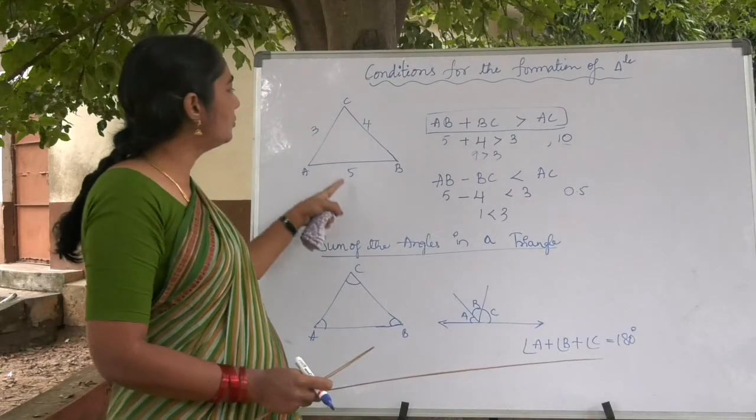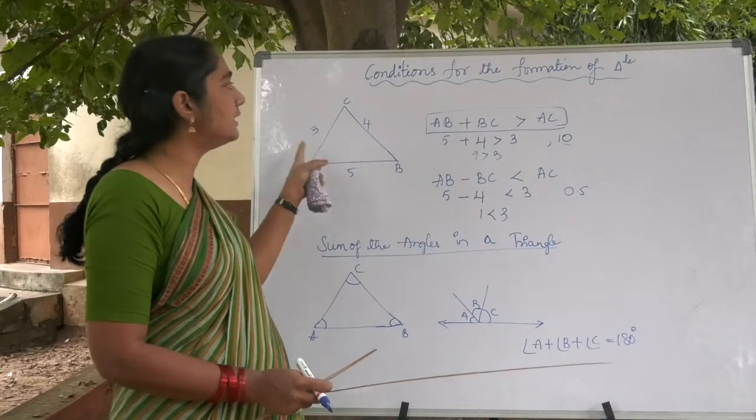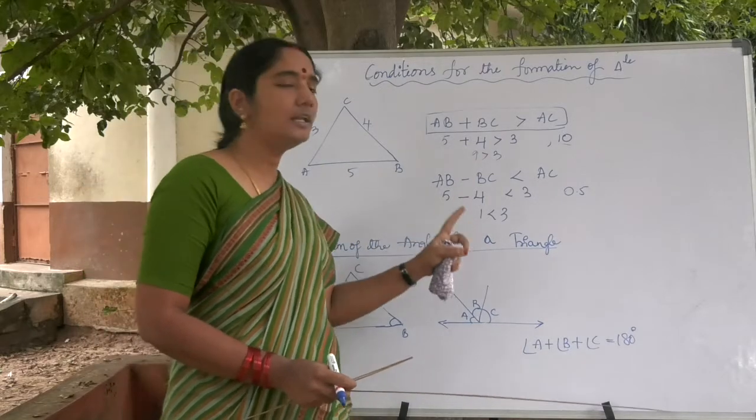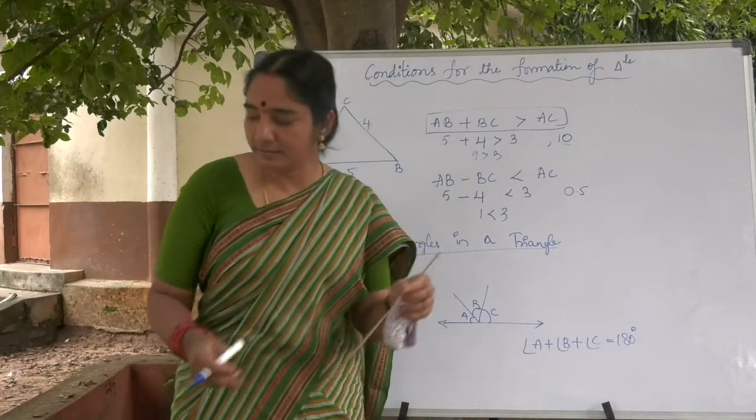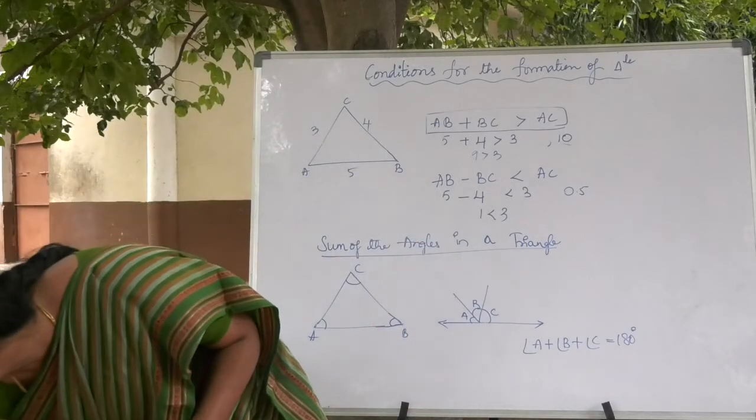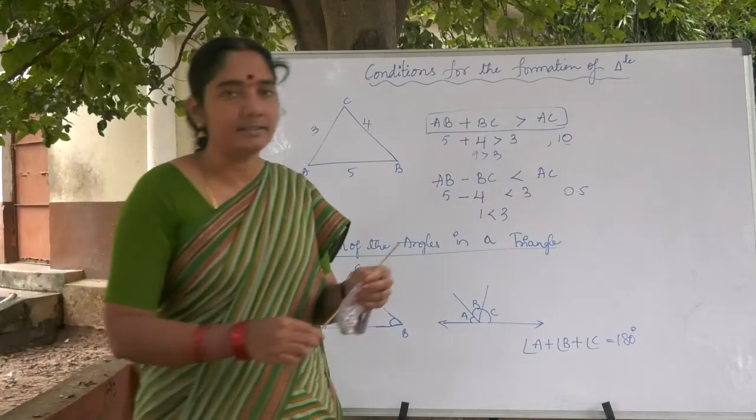If you take these two, 5 minus 3, that is 2. 2 is less than 4. In that particular case, only the triangle can be formed. So, for example, let us take a particular example.